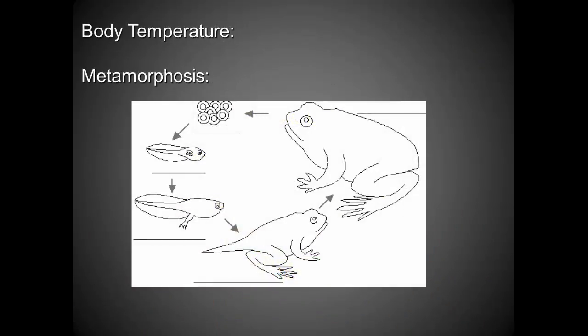As we talk about our vertebrate classes, we talk about their body temperature. What kind of body temperature do we say fish have? Cold-blooded. Amphibians also are cold-blooded, meaning their body temperature depends on their surroundings. They don't generate body heat internally.